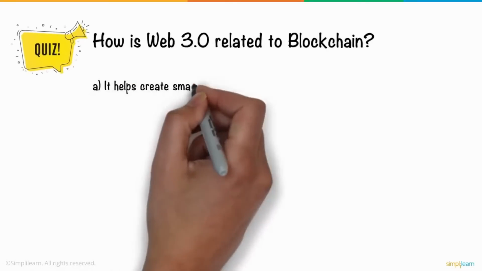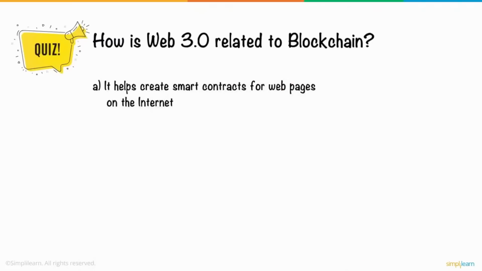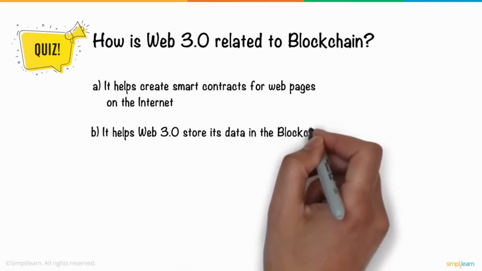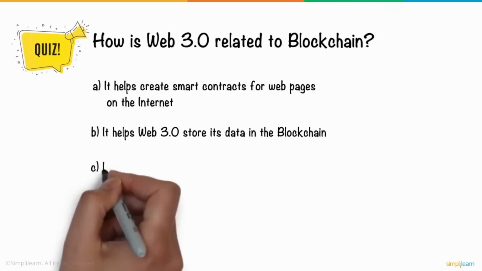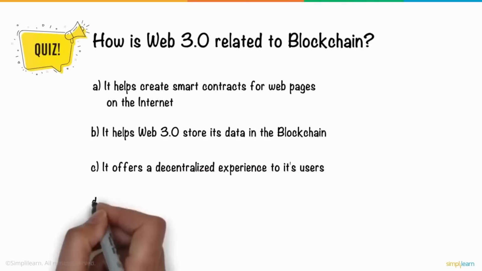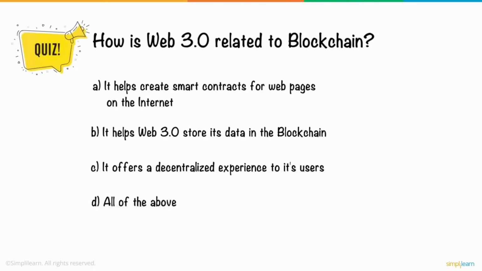A. It helps create smart contracts for web pages on the internet. B. It helps Web 3.0 store its data in the blockchain. C. It offers a decentralized experience to its users. D. All of the above.